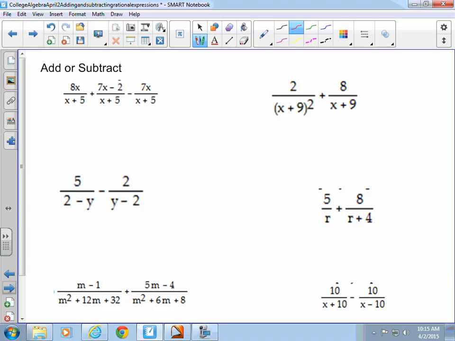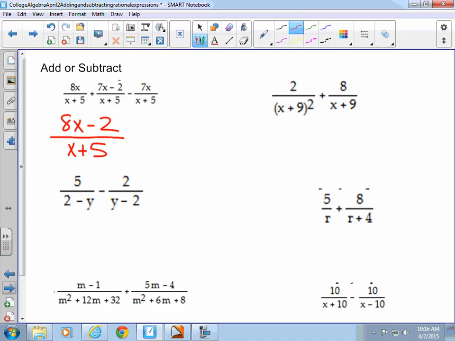So the first thing we're going to do is get the denominators the same by doing some kind of multiplication. If you look at the first one, it's the easiest problem you'll see all day. Why? Already the same, so I can just add across the top. 8x plus 7x minus 7x is 8x minus 2. Put like terms together on the top, combine like terms. That's very easy. Gets a little tougher when the denominators aren't the same.